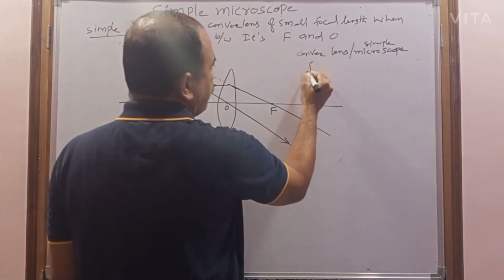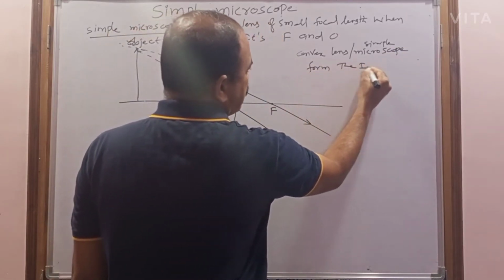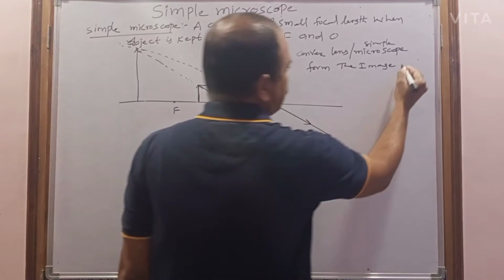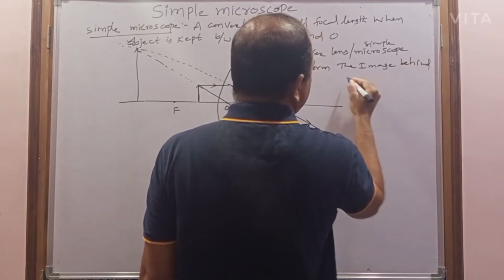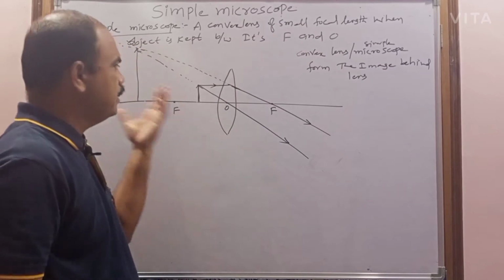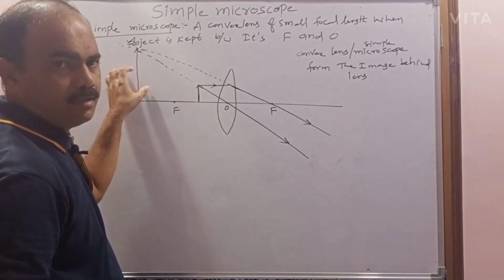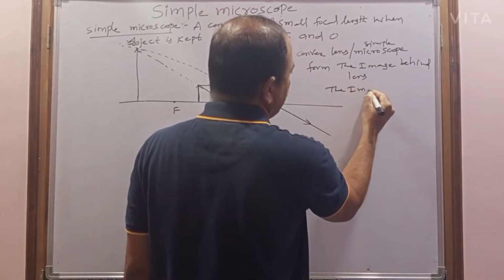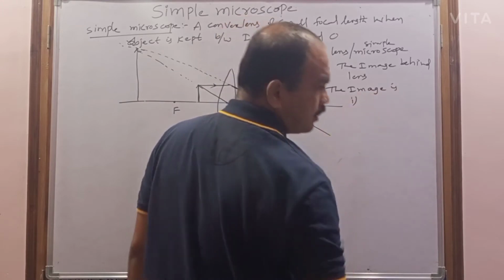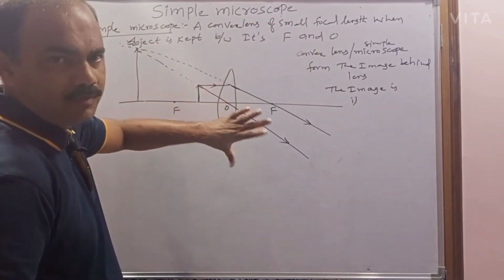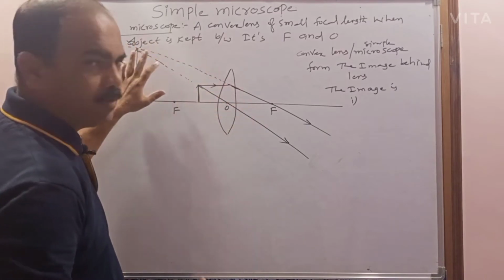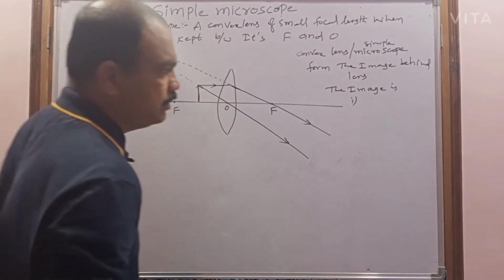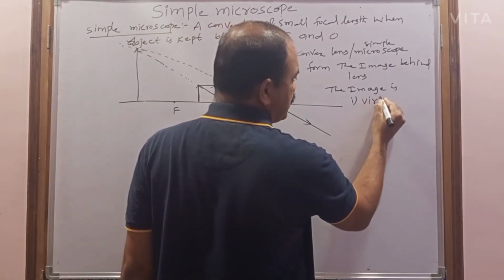Where is the image formed? Behind the lens. Now what type of image is it? It cannot be formed by real intersection of refracted rays, so it cannot be a real image. But it is formed when the refracted rays are extended back, so it is called a virtual image.